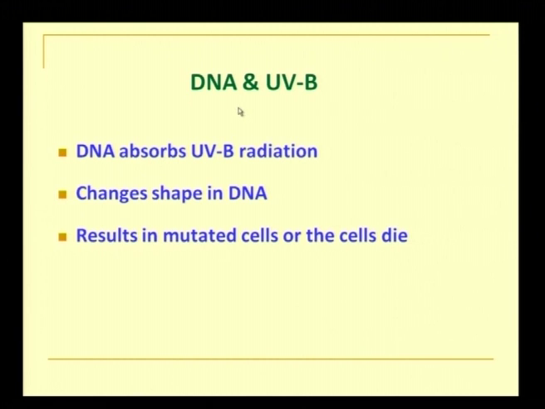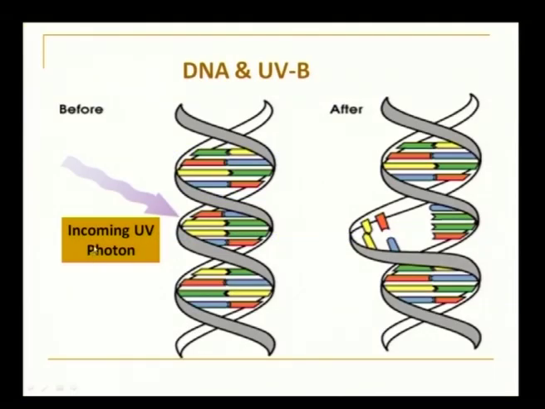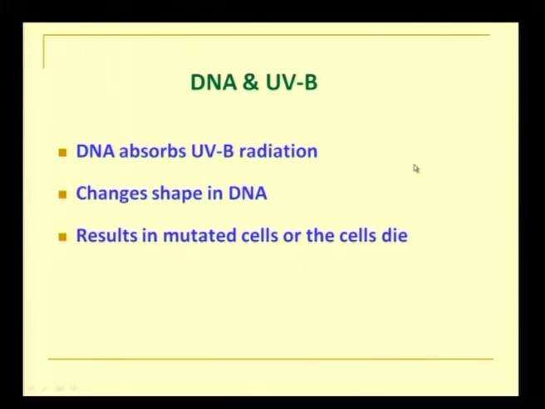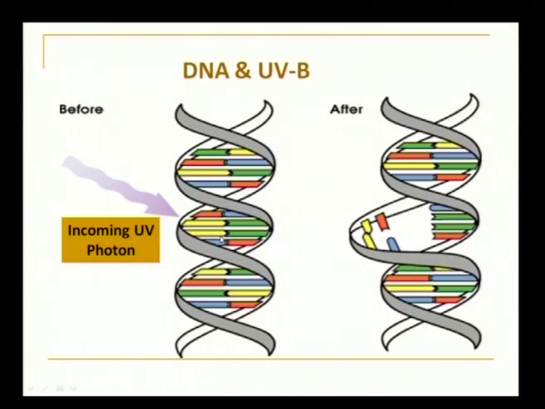And see how it is affecting the DNA. The DNA absorbs the ultraviolet radiation and therefore changes shape, and it results in mutated cells, or the cells sometimes die also. Look at the diagram, the incoming ultraviolet radiation, that means the incoming photon, and here is the natural DNA, and here after the ultraviolet radiation, some of the genes are broken, and if the radiation is severe, sometimes these genes may die also. They are called mutated cells, and therefore gene mutation will happen, causing congenital problems. That means children are born with problems from birth onwards. So, it is another effect of ultraviolet radiation.